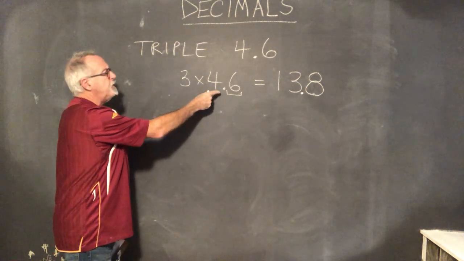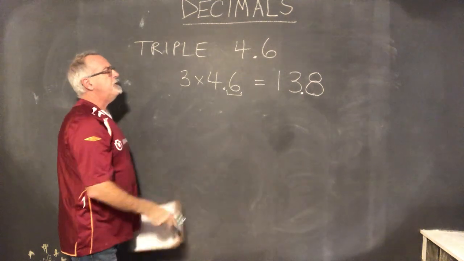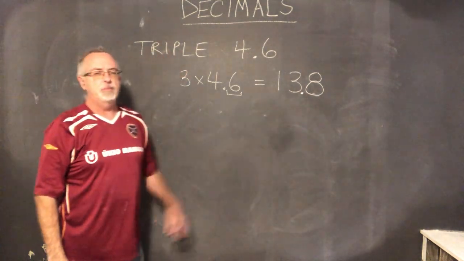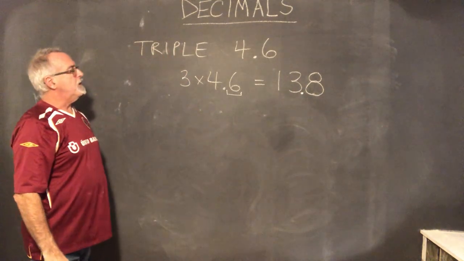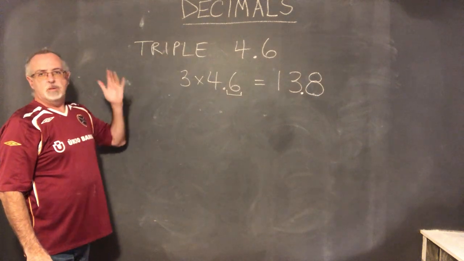Ballparking a 3 is easy. 4.6, let's call it a 5. 3 times 5 is 15, and I got 13.8. Yeah, I feel pretty confident. I'm not even going to show it the other way. So this thing about words, that's all.